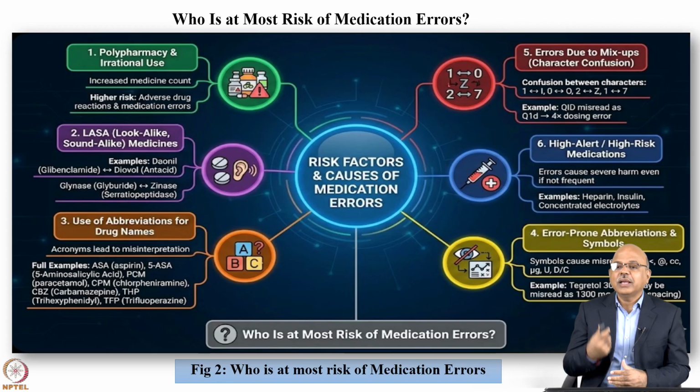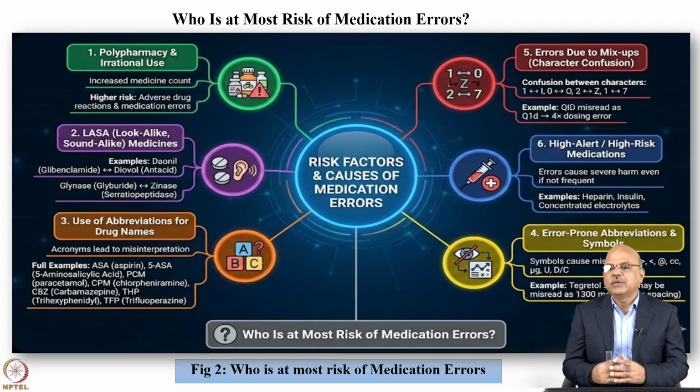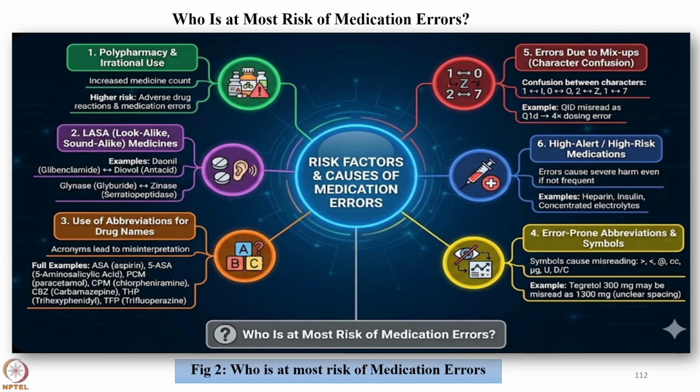Then comes high alert, high risk medication. These are medications where errors cause severe harm even if not frequent. Examples are heparin, insulin, and concentrated electrolytes. So you can say these are the high alert and high risk medications which need to be carefully handled, and if there is any mistake, it can lead to a major problem.